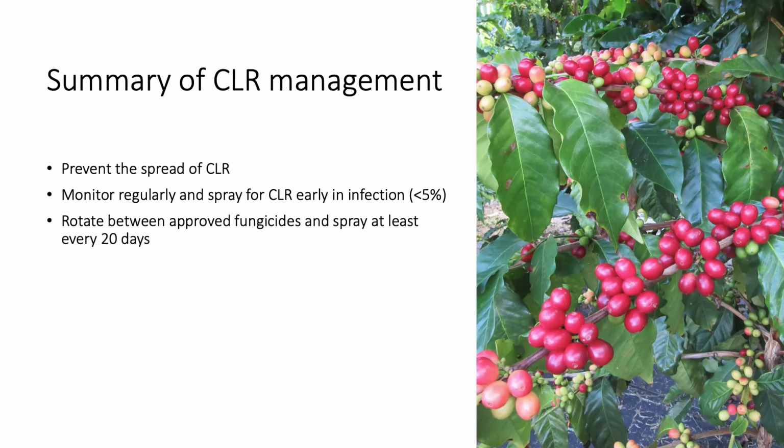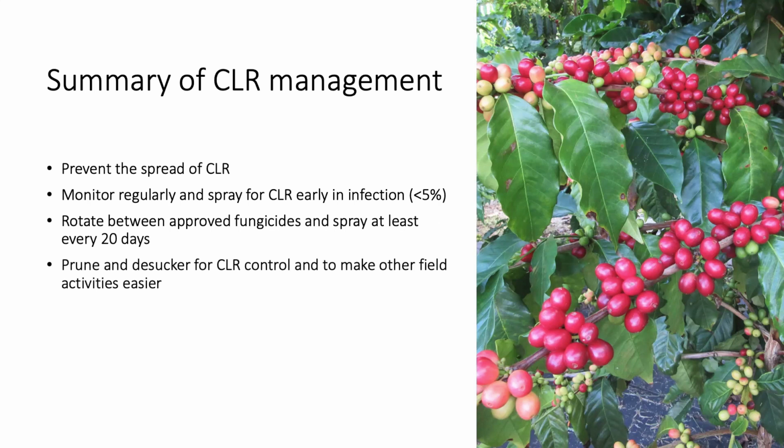Fungicides in the different FRAC groups should be rotated to prevent pesticide resistance, and spraying should take place at least every 20 days to curb spore germination. Prune in large blocks to reduce the amount of infected plant materials. To encourage new productive growth, increase airflow through the trees and farm, decrease excess humidity and shade, and improve spray coverage and make other farm activities easier.